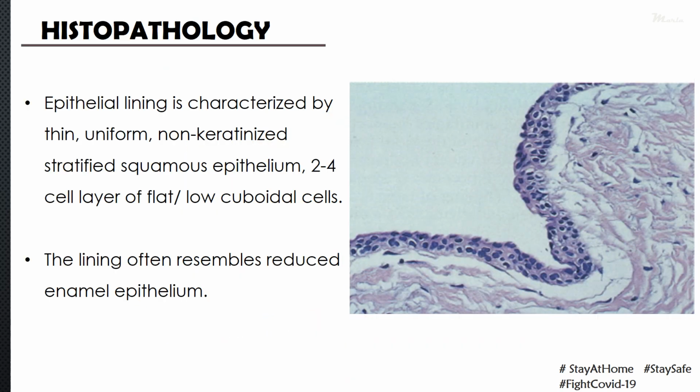So in a dentigerous cyst, the cystic lumen would be lined by a non-keratinized stratified squamous epithelium. This epithelial lining will generally be 2 to 4 layers thick. The lining will be composed of cells which are flattened or cuboidal in appearance. The flattened cells show resemblance to the reduced enamel epithelium, hence providing a clue to its origin.